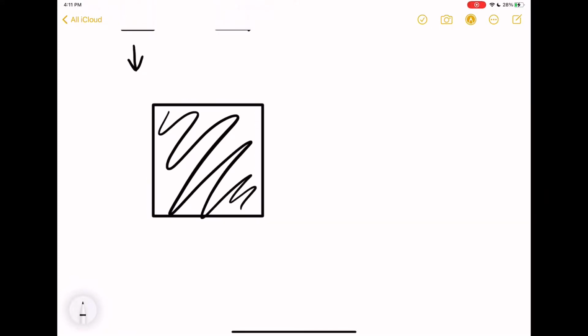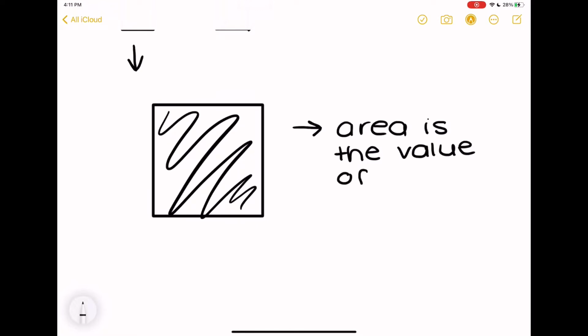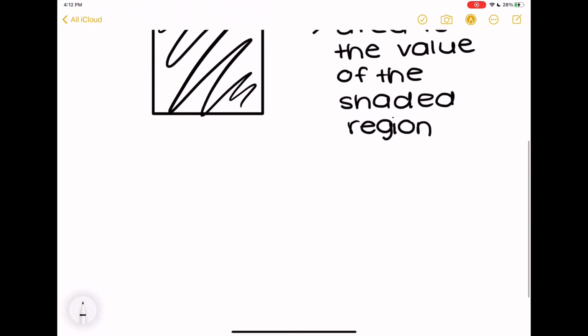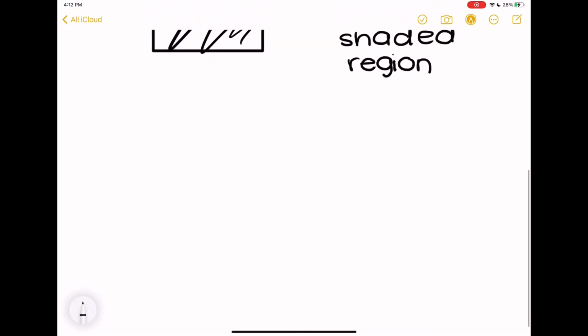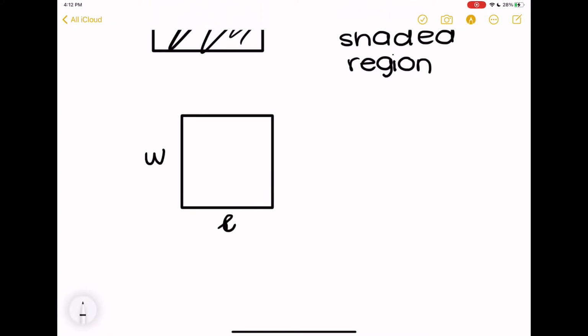So let's start off with area. Area is basically the value of how much is inside of it. So this shaded area, that is the area. When you're calculating area, you're trying to find how much that shaded area is. So how would I find area exactly? Well, it's actually pretty simple. All you need to do is multiply the length by the width. So then when you multiply length by width, you'll get your area.